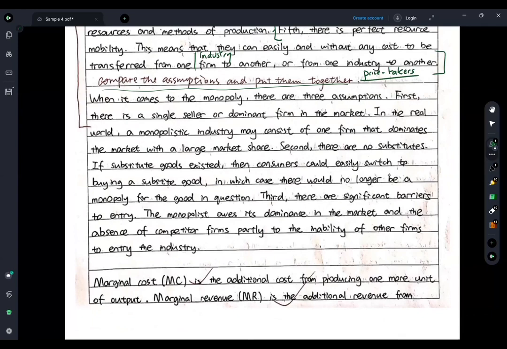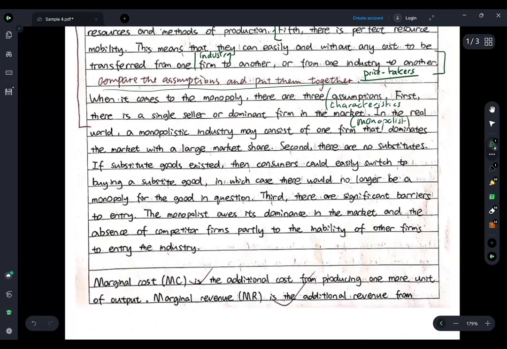I don't really like assumptions. I like characteristics better than assumptions. Same thing for perfect competition. But again, it's a detail. First, there is a single seller or dominant firm in the market. That we call the monopolist. It has a name, the monopolist.